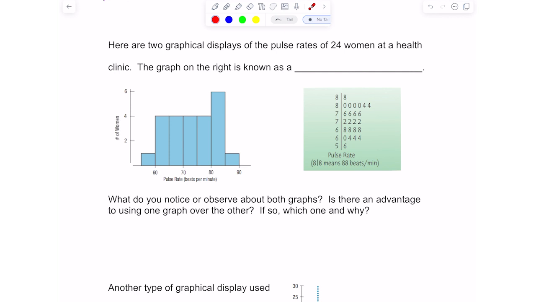Okay, but before we get to that point, let's look at some other graphical displays that we can use for quantitative data. So here we have 2 graphical displays. The one you're familiar with, we've got a histogram, and it represents the pulse rates of 24 women. Here's a different type of graph you can use for quantitative data, and it's called a stem and leaf plot.